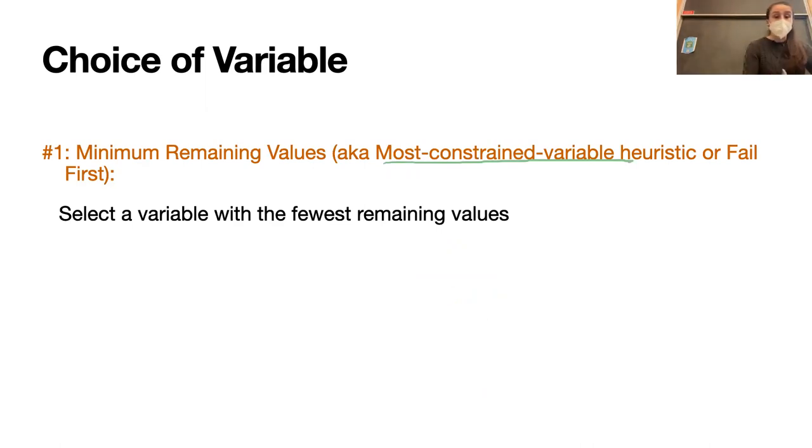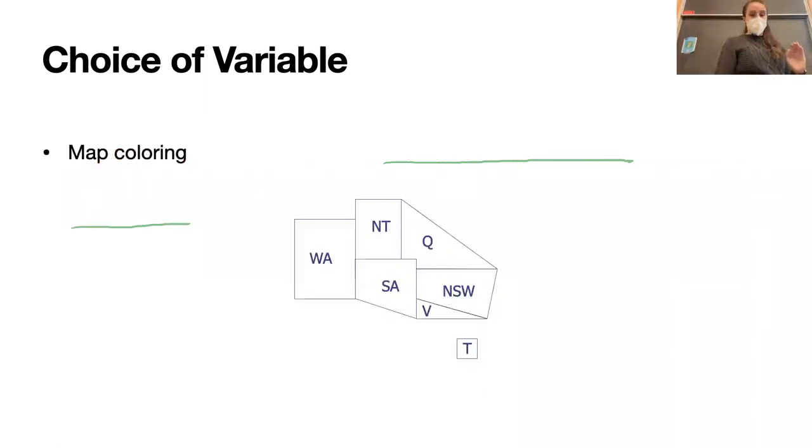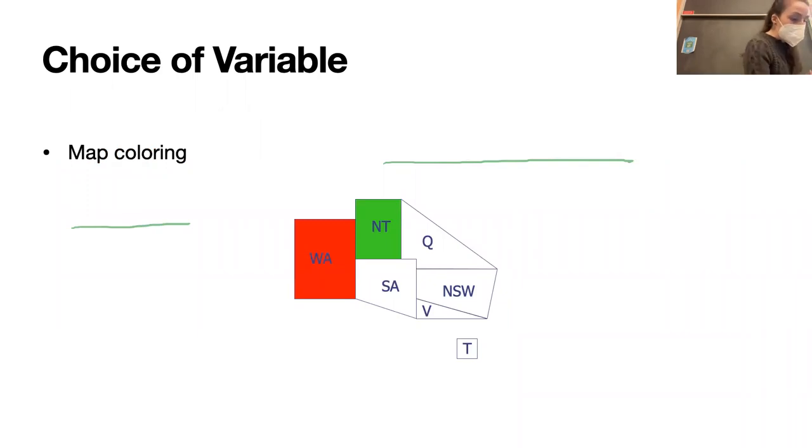Essentially what you do here is select a variable with the fewest remaining values. Exactly what we did. We basically saw and said, hey, SA is the most constrained. Let's look back there. Tasmania, this could be anything we want. V only has two neighbors. Same with New South Wales and Queensland. SA is the most constrained, and therefore that is what we are going to use for this choice of variable.